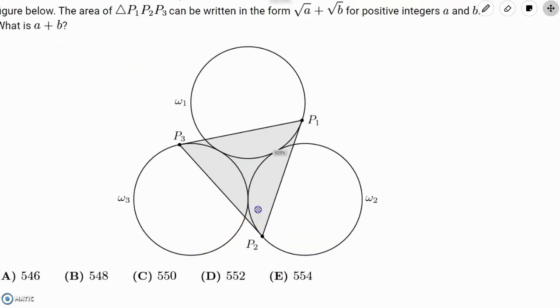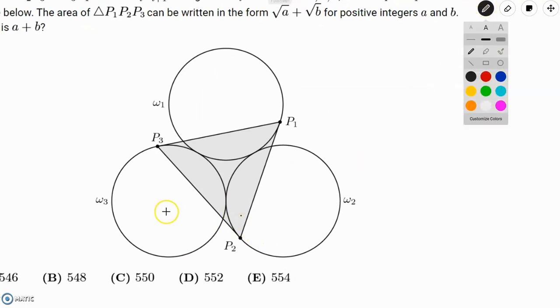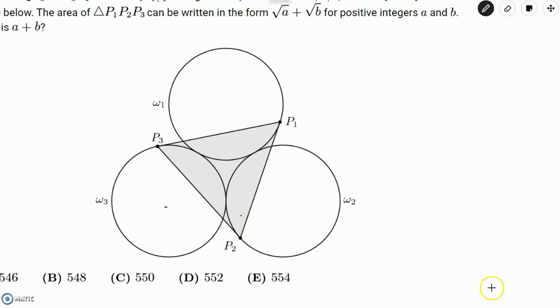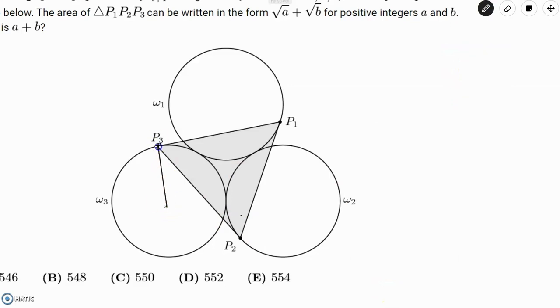So we look at this diagram and we see the setup is quite complicated, but the general heuristic on problems like these is to always draw the center of the circle and connect it to the points that are nearest to it. So we'll connect this center to P3 and P2, and then we'll connect the center of this circle, omega 2, to P1 and P2, and then we'll connect the center of omega 1 to P3 and P1.